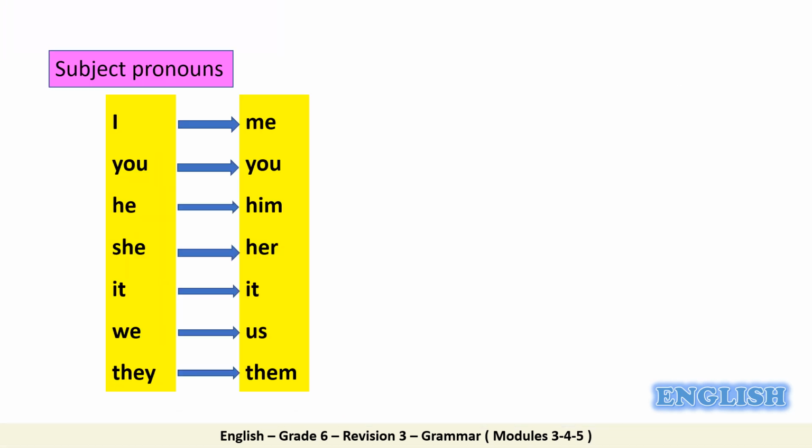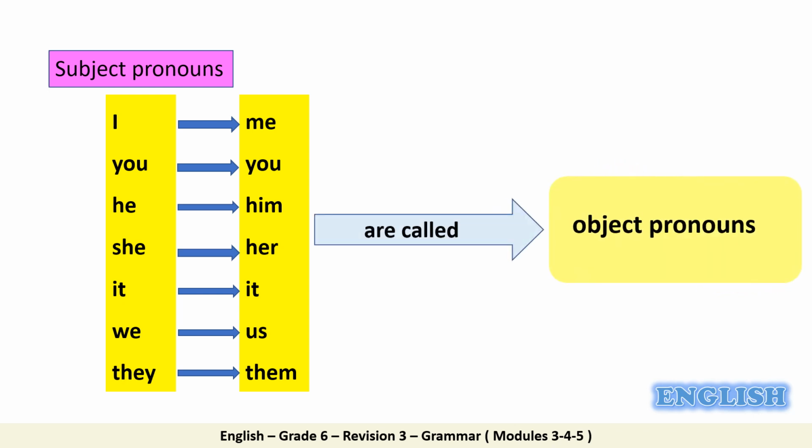As you can see here, we have two columns. In number 1, we have subject pronouns, and there is one corresponding pronoun which is called object pronoun. So the second list are object pronouns: me, you, him, her, it, us, and them.